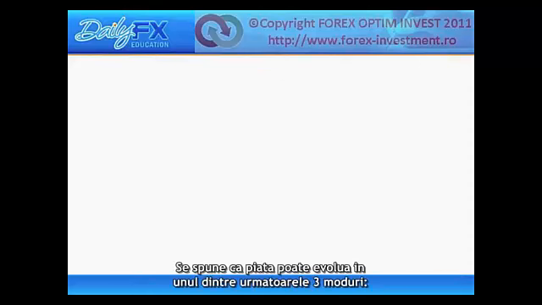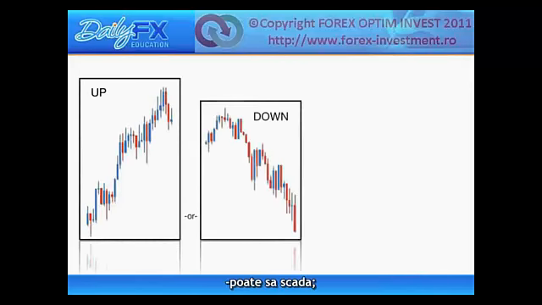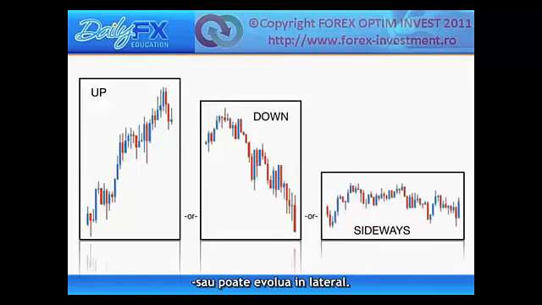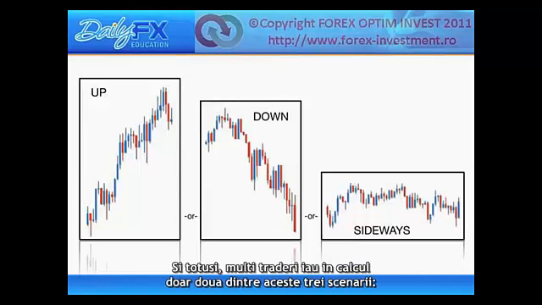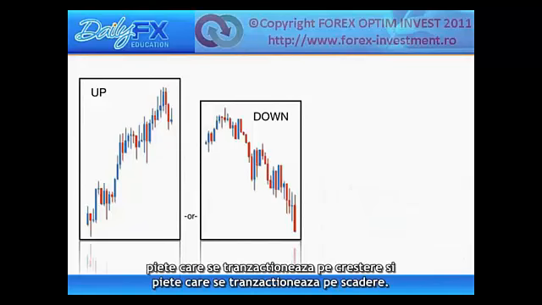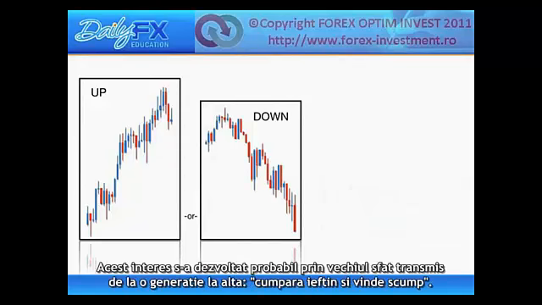It's been said that the market can do one of three things. It can go up, it could go down, or it can move sideways. However, most traders are only concerned about two of these three scenarios: markets that trade up and markets that trade down. This interest has likely developed through the age-old advice handed down through generations to buy low and sell high.